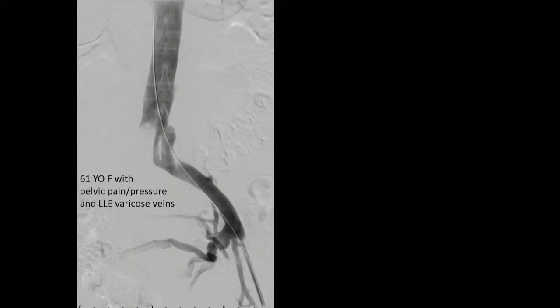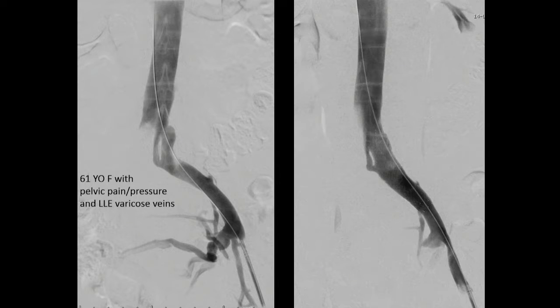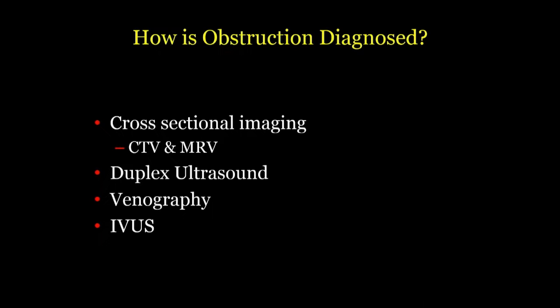You could look at this and say, yeah, this looks significant, of course. In a symptomatic patient, when you see something like this, it is significant. So this needs to be stented, obviously, and the patient is relieved. Also note that the collaterals and the reflux into the internal iliac vein is now relieved, and the flow is all antegrade rather than going through collaterals.